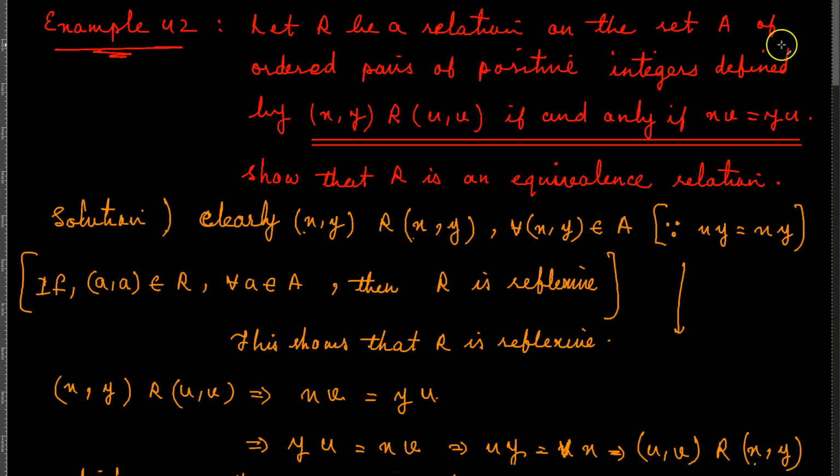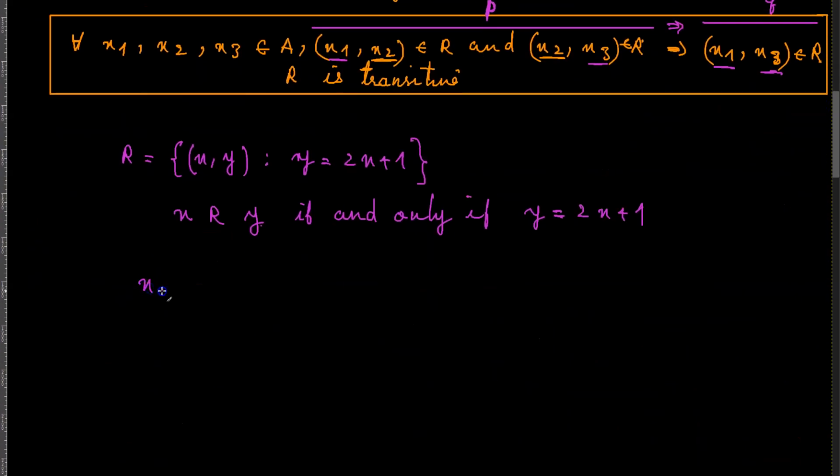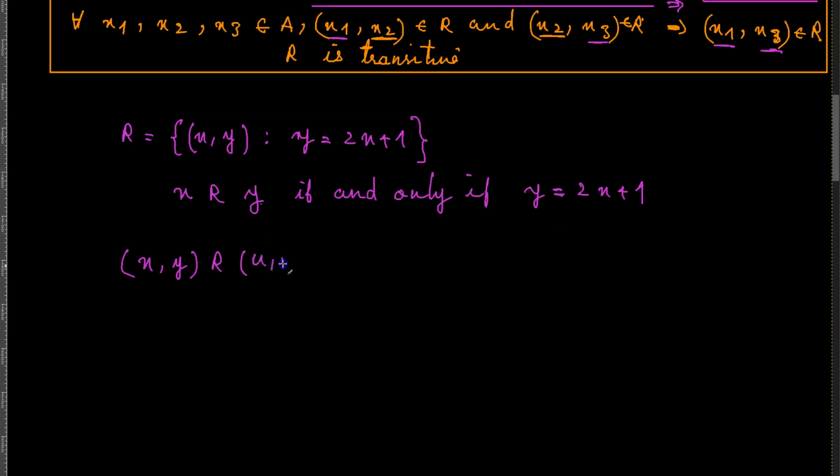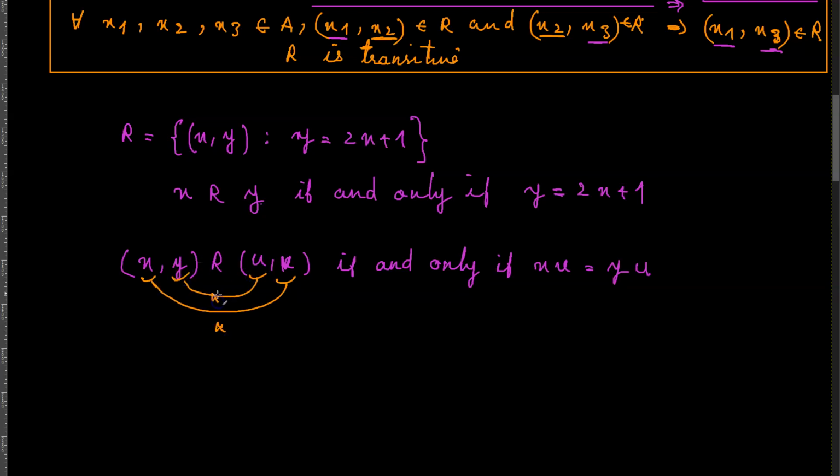So R is a relation on the set A of ordered pairs of positive integers, and it is defined by (x, y) is related to (u, v) if and only if x times v is equal to y times u, meaning that you multiply these two together, and if the product of these two is equal to the product of these two, then you can say that (x, y) is related to (u, v). That's how the relation is defined.